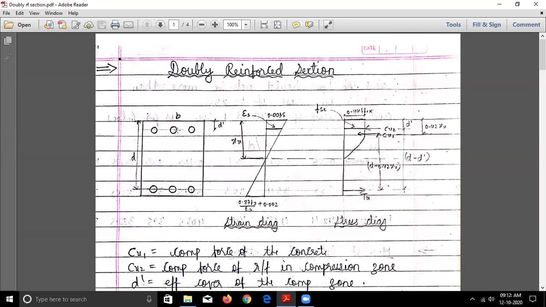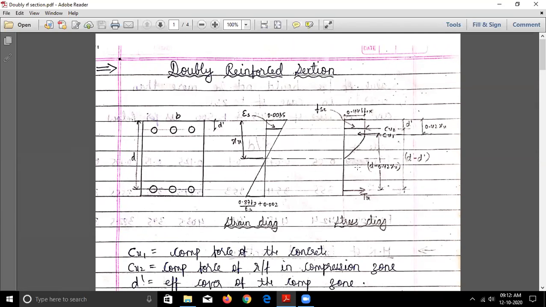This will act at the center of the compression reinforcement, and the distance is d dash. d dash you already know, that is the effective cover from the top reinforcement. So what will its lever arm be? d minus d dash. I hope it is visible. The lever arm of the Cu2 force will be d minus d dash. This is the only change as far as your stress-strain diagram is concerned.